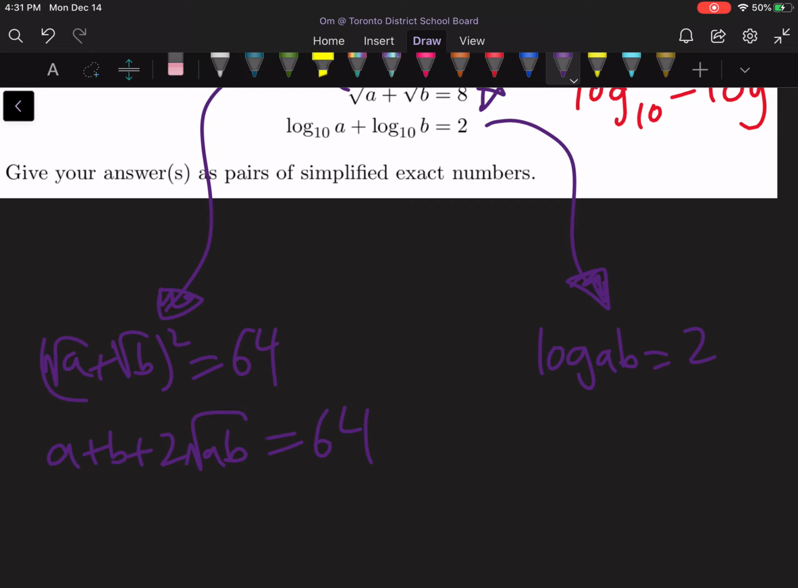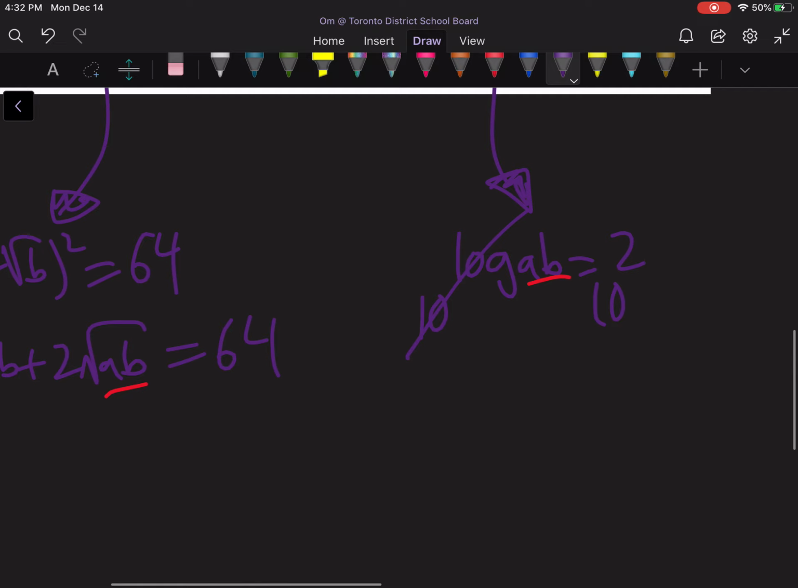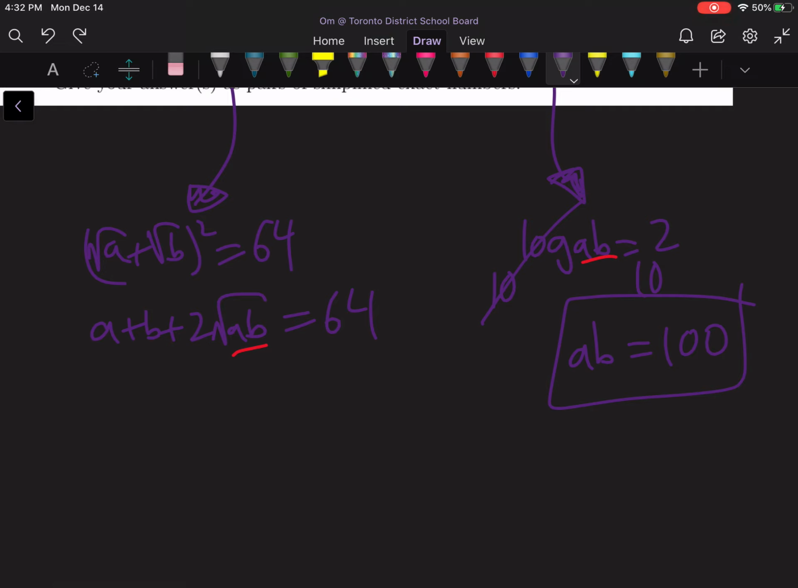Okay, well that's amazing, because if you look here, we have ab there, we have ab there. So let's try to isolate ab from our second equation. We can do this by taking 10 to the power of both sides. Because 10 and log base 10 are inverses, that just cancels out. And we're left with ab equals 100. There you go. Great. Okay, so now we can go back to our other equation, plug it in, and we end up with a plus b plus 2 root 100 equals 64.